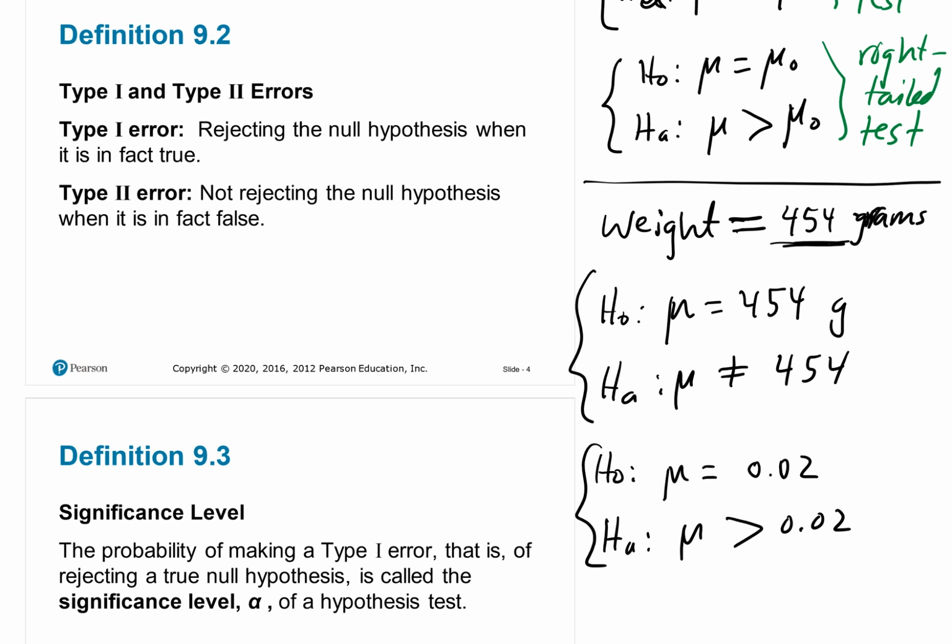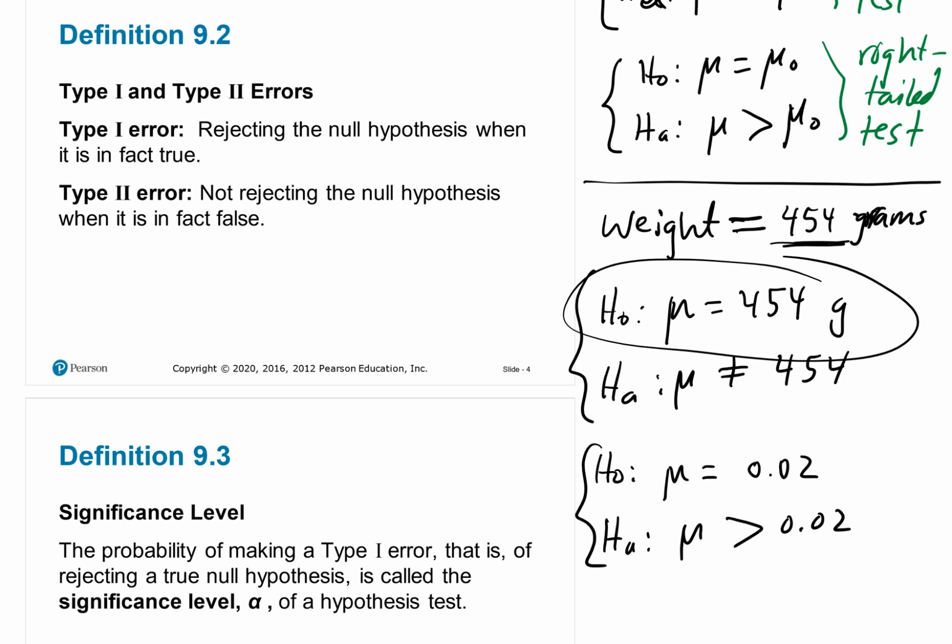And what is the logic behind hypothesis testing? The logic behind it is, you first decide on the null hypothesis and the alternative hypothesis. And at the end, you do some work, and then you need to decide: do we reject the null hypothesis or not? Do we reject the fact that the mean weight of the M&M bags is 454 grams? Do we really have to reject that or not?